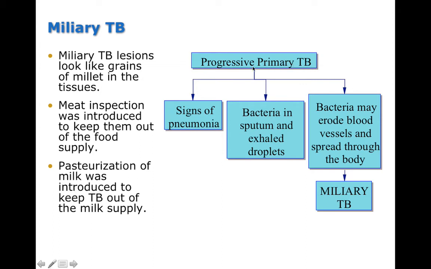Now, progressive primary TB can be caused by miliary TB, and there are signs of pneumonia. You find bacteria in the sputum, and therefore it is infectious there. And these bacteria may erode blood vessels and spread throughout the body. Now, when they spread throughout the body, they're going to go into bone and other organ systems like your liver and pancreas.